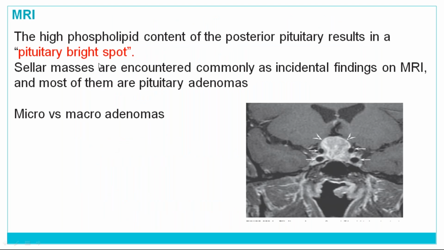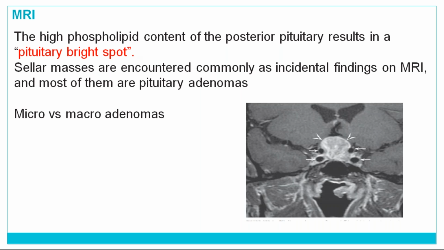Okay. So in normal MRI also, there will be a bright spot in the pituitary. Pituitary will appear as white spot. Why? Because there will be high phospholipid content in the posterior pituitary gland, which will be visualized as white bright spot in the MRI. So that is called pituitary bright spot. That is a normal finding. It's not abnormal. So this is for identification of the pituitary. Whenever you see MRI, if there is a white spot, that is pituitary.